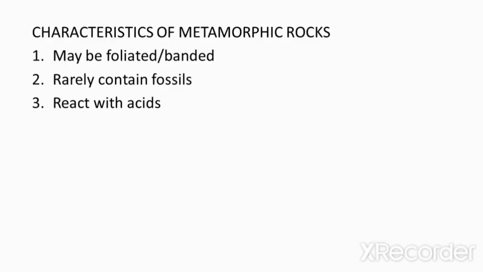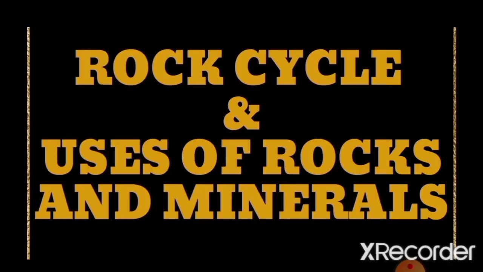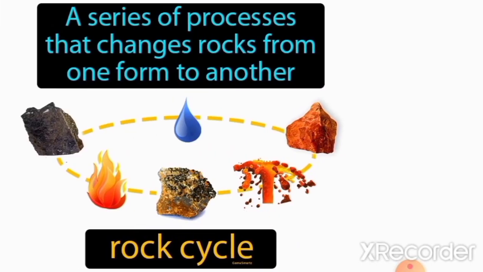The characteristics of metamorphic rocks are they react with acid, they rarely contain fossils, and they may be foliated or non-foliated. Examples of metamorphic rocks are slate, quartzite, schist, marble, phyllite, and so on. So next we shall be looking at rock cycle and uses of rocks and minerals.